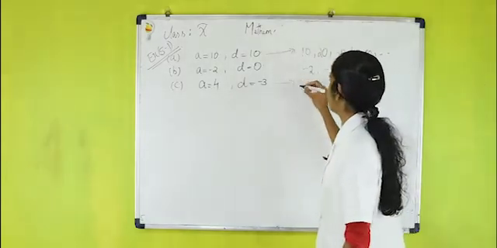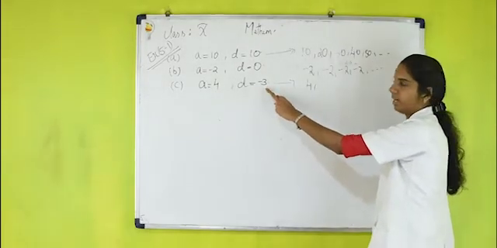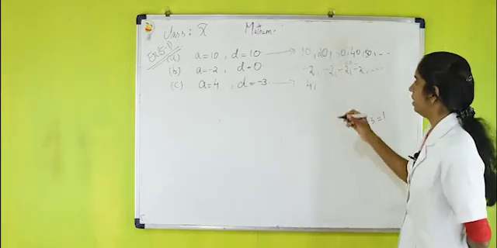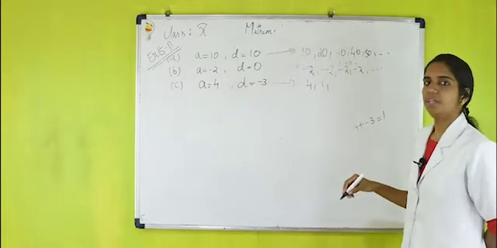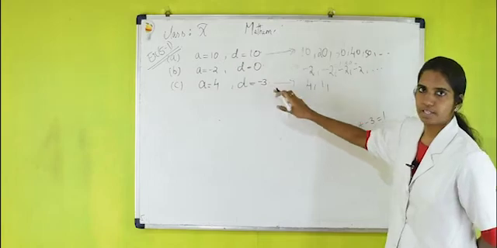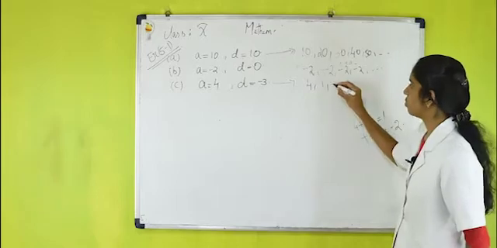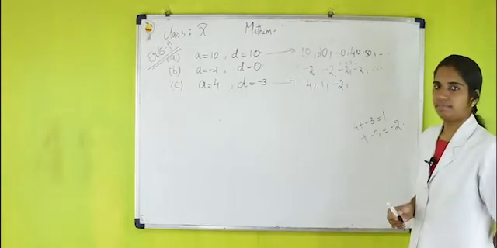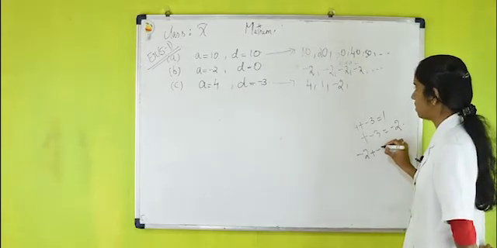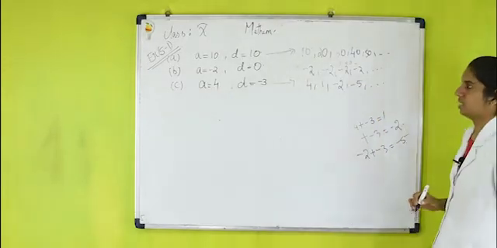In the third case, the first term is 4 and the common difference is minus 3. So 4 plus minus 3, what is the answer? 1. So the second term is 1. How will you get the third term? We add 1 plus this common difference, that is 1 plus minus 3, which becomes minus 2. That is the third term. How will you get the fourth term? You add this minus 2 plus minus 3, so you get minus 5. So minus 5 is the next term.